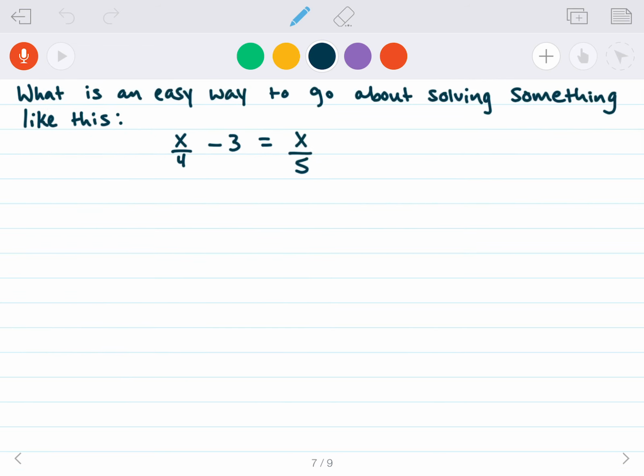Okay, let's see. Where are we at? Okay, what if we have something like this? How would you go about solving this? So think for a moment. How would you go about solving this? What would you do?